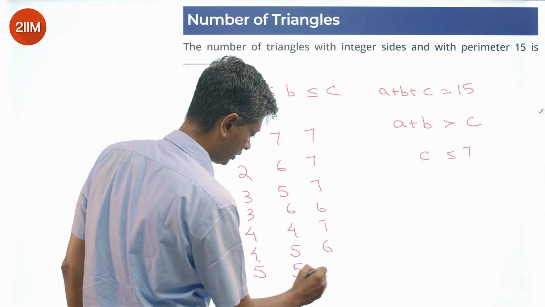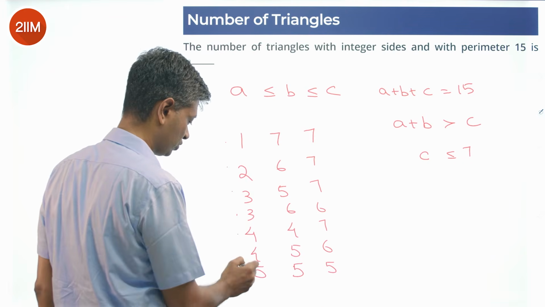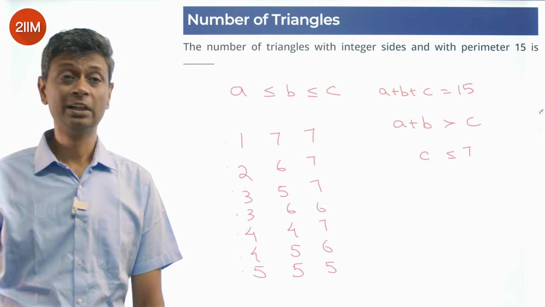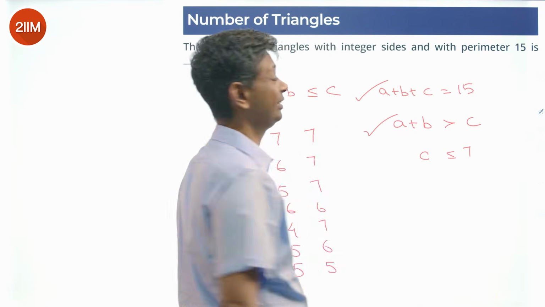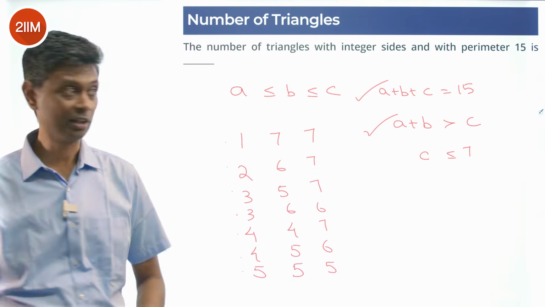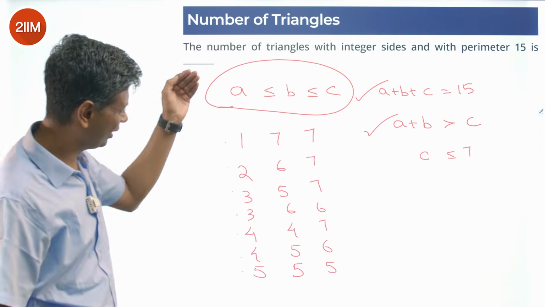5, 5, 5. 1, 2, 3, 4, 5, 6, 7. 7 possible triangles. Perimeter is one equation. Sum of 2 sides greater than the third one is one equation. These are the 2 ideas from geometry. This is a simple way of structuring it so that you can go from one and roll the other.